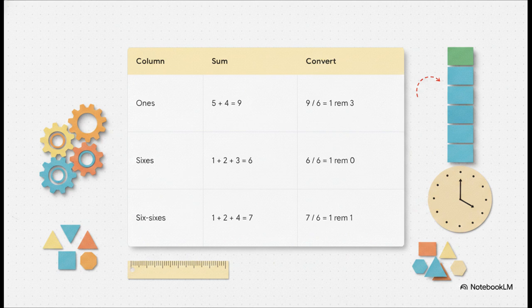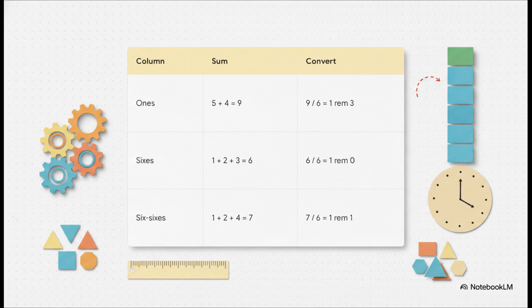Start in the ones column on the far right. 5 plus 4 equals 9. But wait, we can't write 9 in base 6. So we divide 9 by our base, 6. That gives us 1 remainder 3. We write down that remainder, 3, and carry the 1 to the next column.